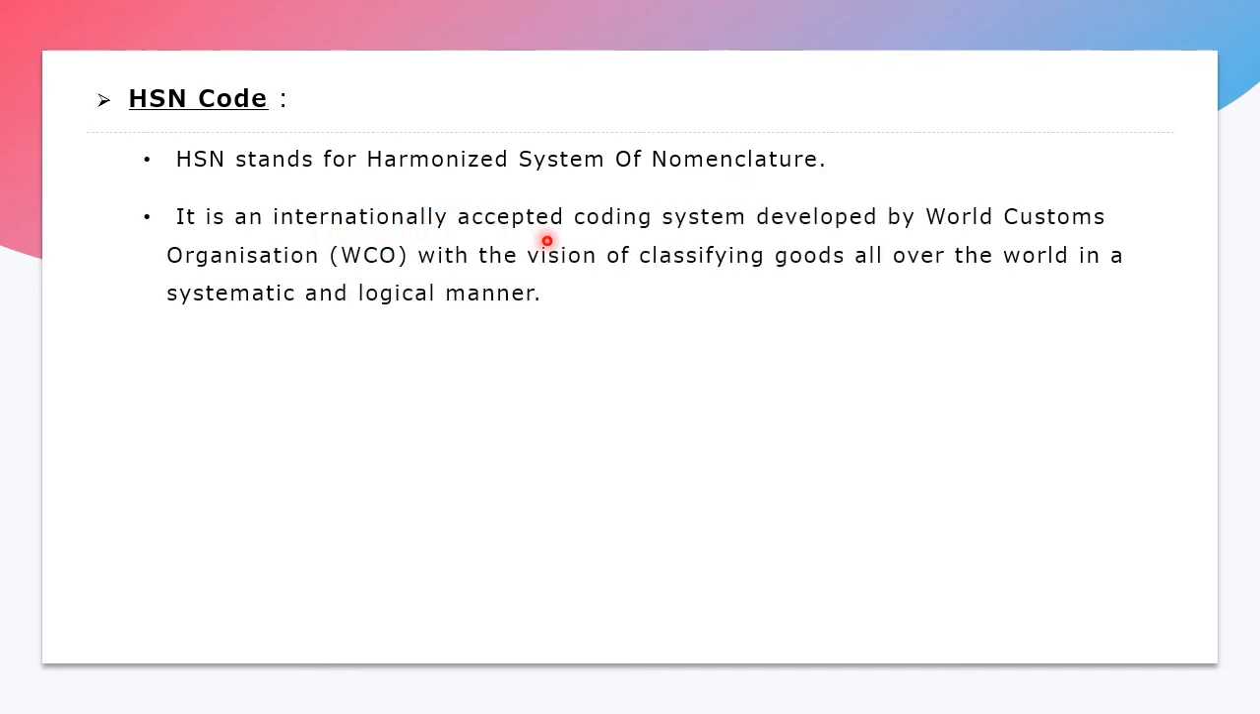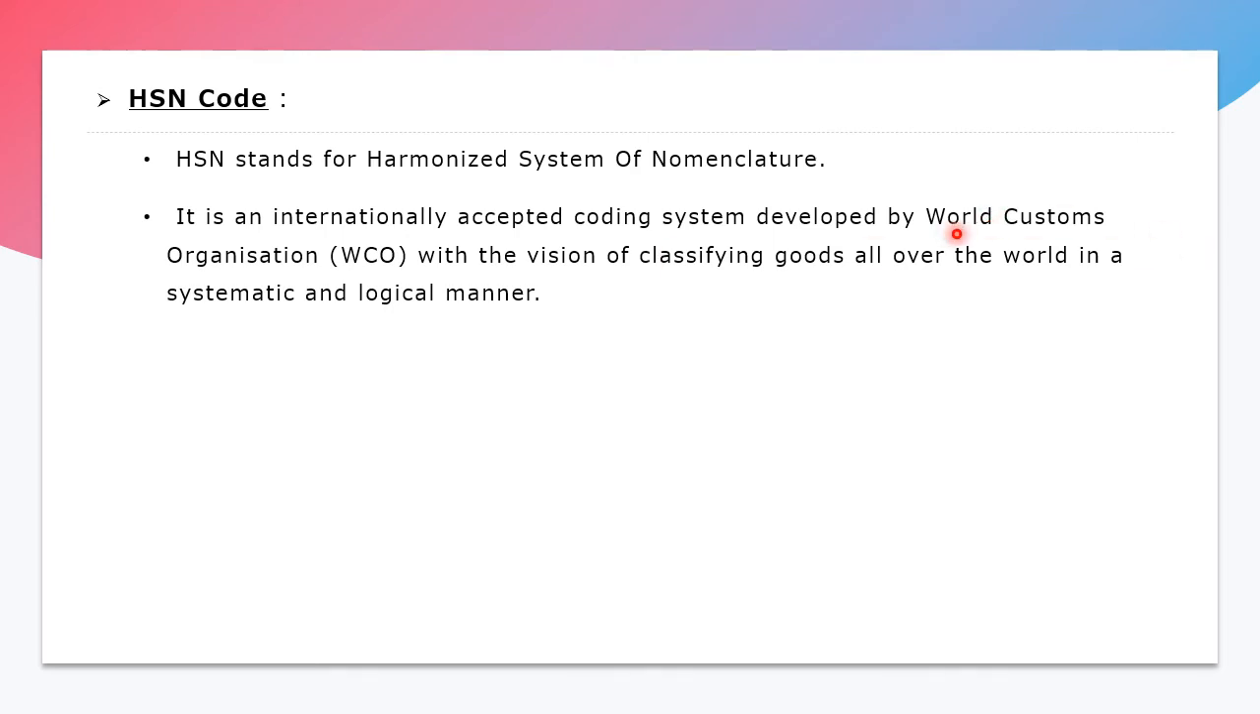It is an internationally accepted coding system developed by World Customs Organization, that is WCO, with the vision of classifying goods all over the world in a systematic and logical manner. So what is it? This HSN, it is an internationally accepted coding system. So this code has been accepted by international. Okay, means it is not like that कि सिर्फ इंडिया ने ही इसको परमिशन दिया. It is not like that. This is world wide decided. Okay, ये पूरे वर्ल्ड को मिला के सब लोग ने मिलके डिसाइड किया है.